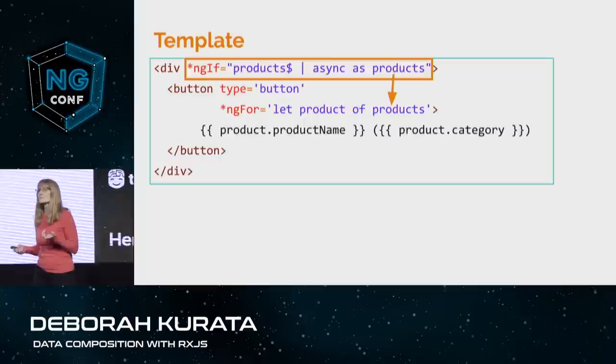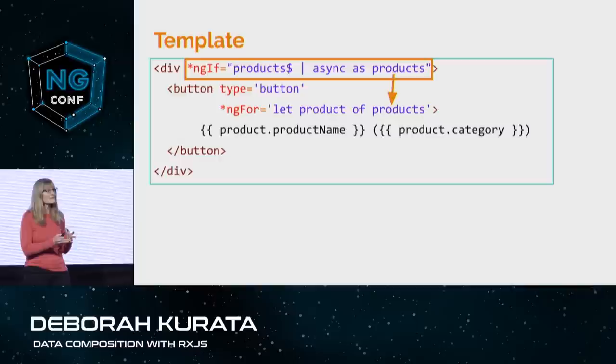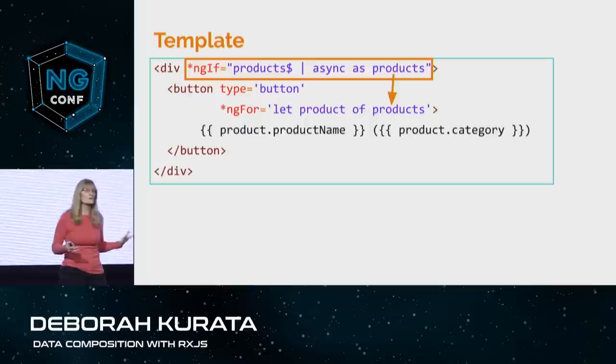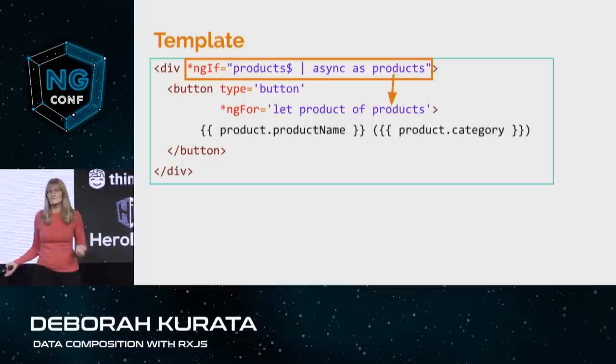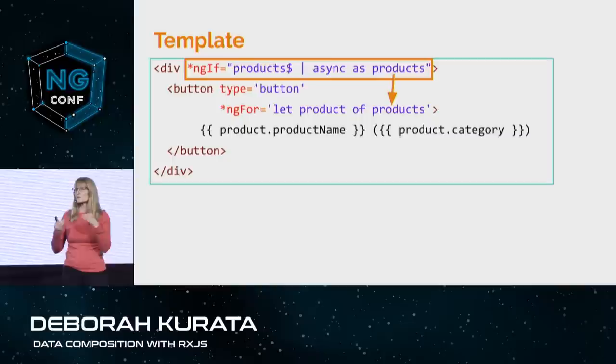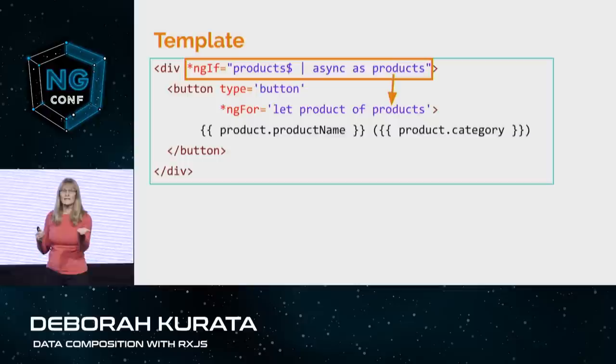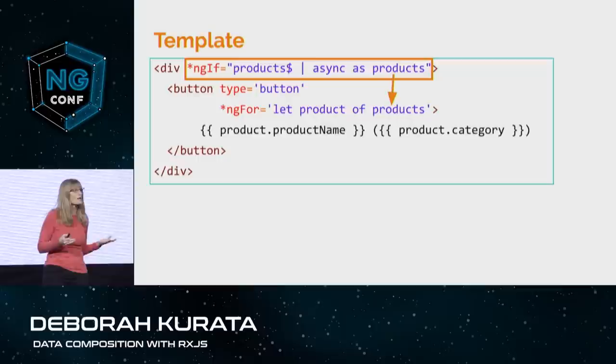What is the async pipe doing for us? First of all, it's automatically subscribing. And best of all, it's automatically unsubscribing. So we don't need those gazillions of different options for unsubscribing. We don't have to unsubscribe because we're never going to subscribe. The other thing the async pipe does, of course, is kick off our request because it's subscribed. It goes and gets our data, brings it back, and populates the variable. So it's going to populate products with that set of products, and then we can use it in our template.